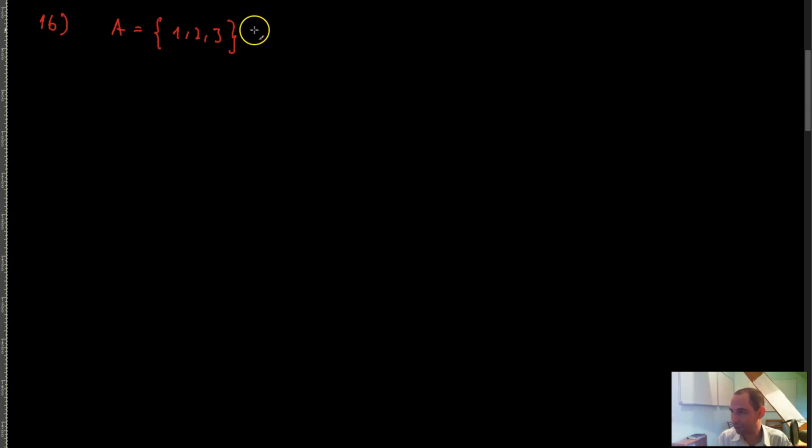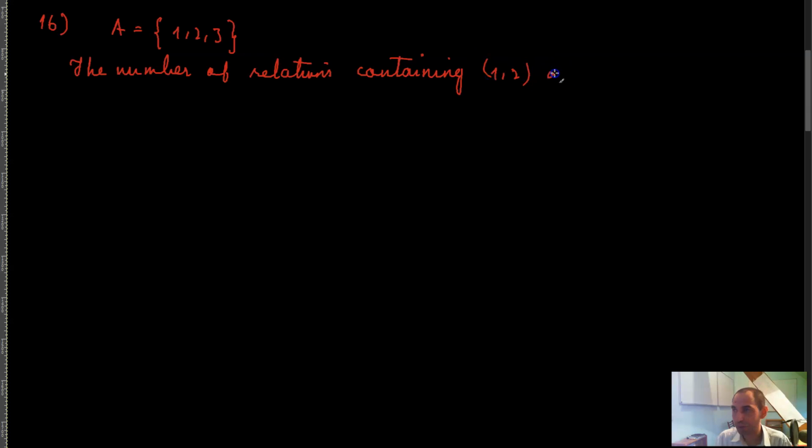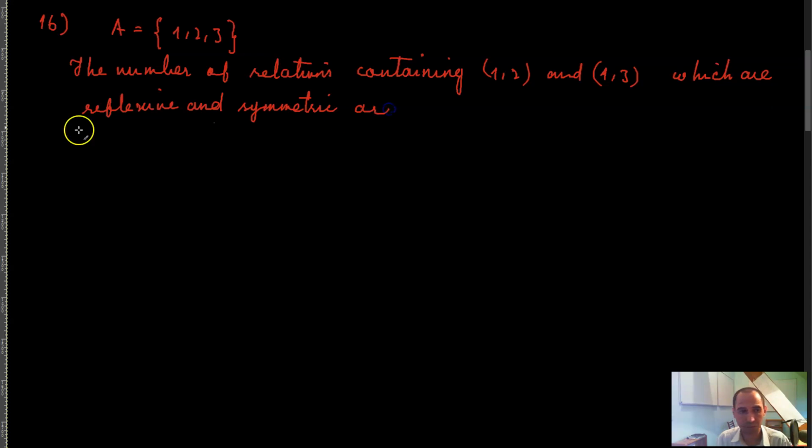The number of relations containing (1, 2) and (1, 3), which are reflexive and symmetric but not transitive, are... Okay, so considering this case, the number of relations containing (1, 2) and (1, 3), which are reflexive and symmetric, is basically what we need to calculate.